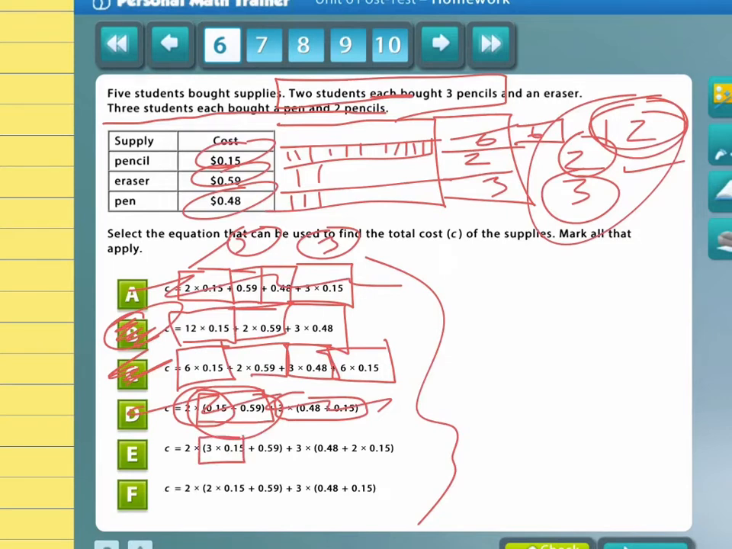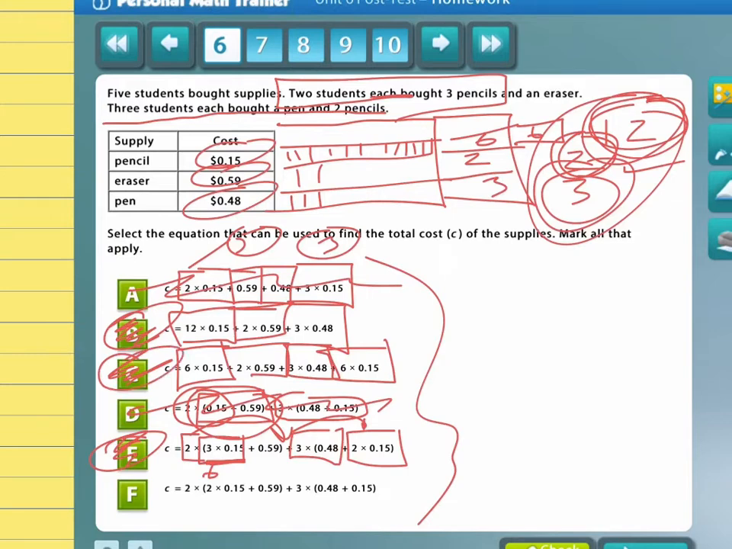E is a little bit tricky. You have 3 times 15 here, and that's 3 pencils, but you're multiplying it by 2, so that would be 6 pencils here. You have 2 erasers here, so that's right. And this one you have 3 times 48, so that's 3 pens, but then you have 2 times 15, which is 2 pencils, but that's also multiplied by 3. So that does give you 12 pencils, 2 erasers, and 3 pens. So E also looks like it's a correct answer.